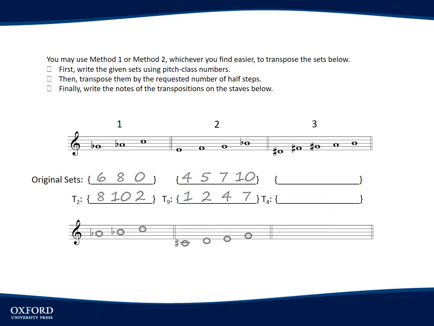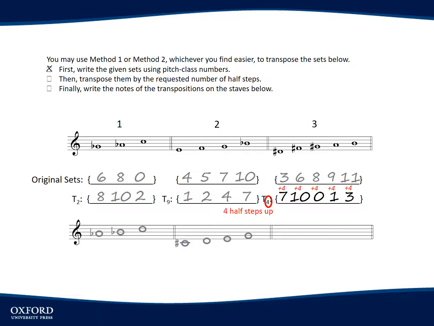Let's label the pitch class numbers for problem 3. D sharp is 3, F sharp is 6, G sharp is 8, A is 9, and B is 11 to complete the first step. For step 2, we need to transpose up 4 half steps, or add 4 to every number. 3 plus 4 is 7, 6 plus 4 is 10, 8 plus 4 is 0 in mod 12, 9 plus 4 is 1, and 11 plus 4 is 3.